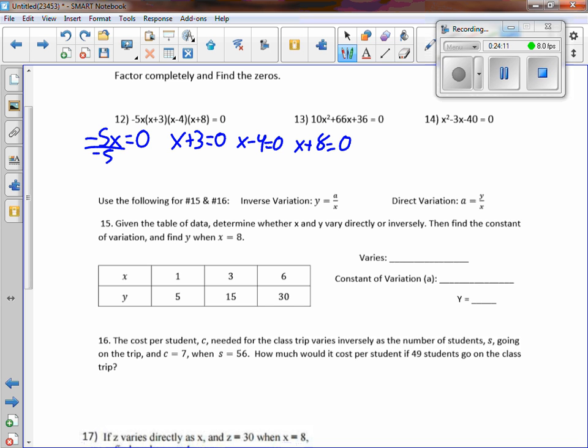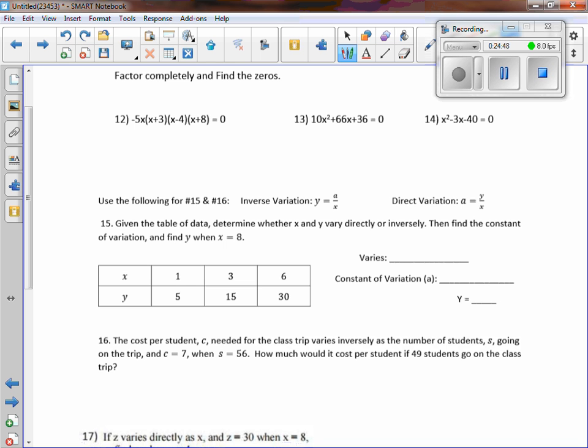So here we'll divide the negative 5 away. X equals 0. X equals negative 3. X equals 4. X equals negative 8. So that's kind of a precursor to number 13 and 14. Number 12 is already factored out. When it's already factored out, you just need to set the factors equal to 0 and solve. So pause this if you need, but I'm going to erase this to give me room to work on 13.